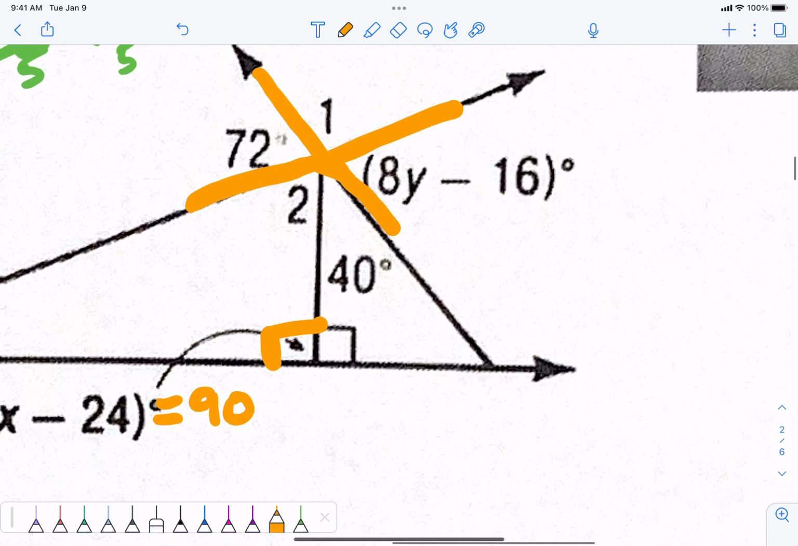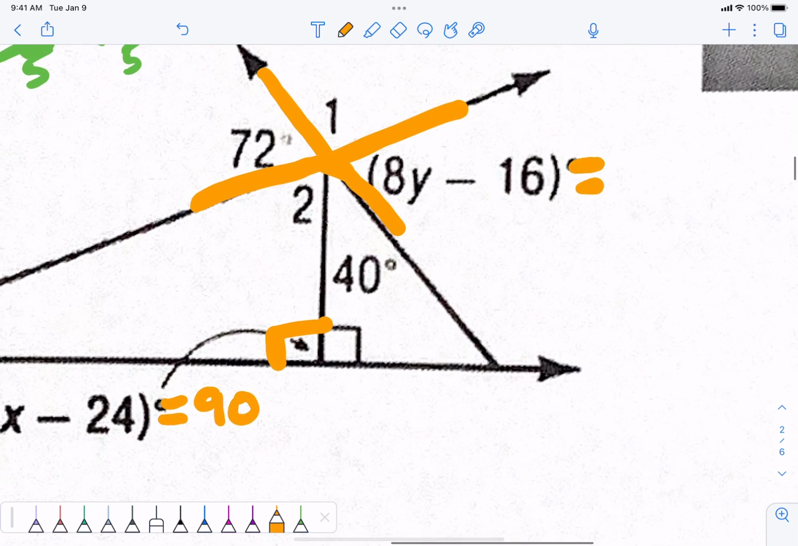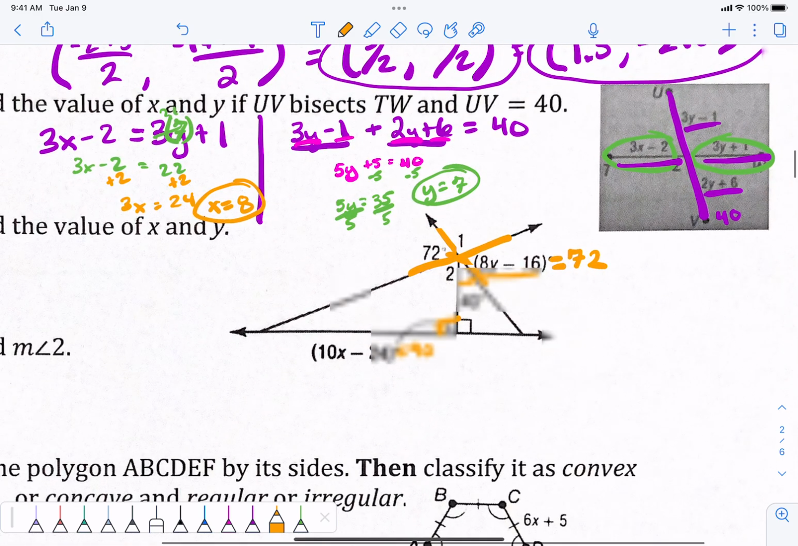Okay, let's figure out how to solve for this one. What's this going to be equal to? 40 degrees is this angle. What is 8y minus 16 equivalent to? 72. Why? The vertical angles. They're across from each other, so this is 72 as well. Okay, so we got them all ready to go.